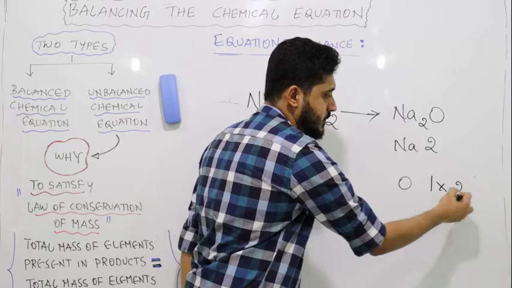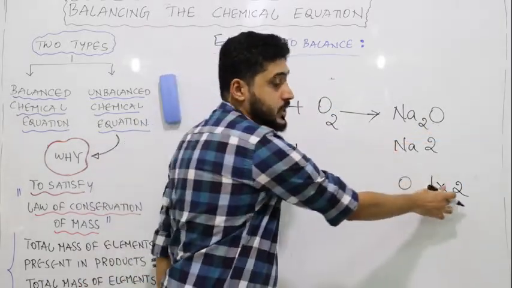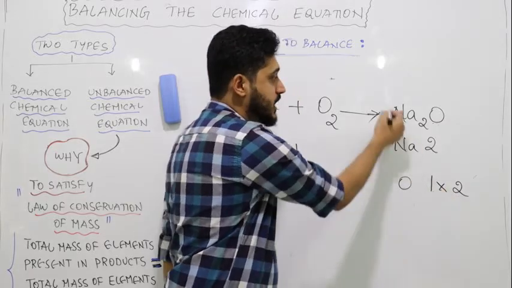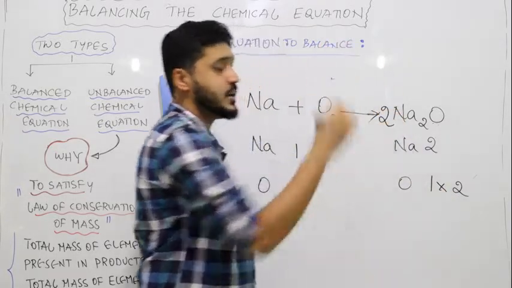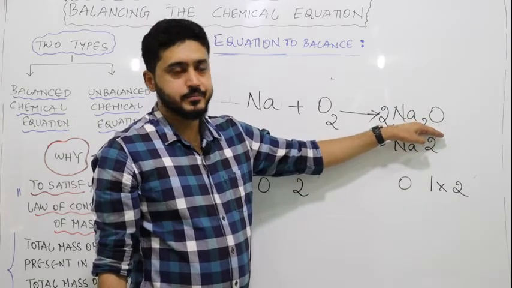What you have to do? Multiply by 2. Can I write Na2O2? No. The multiplied number should be put in front of the given compound or a given product.